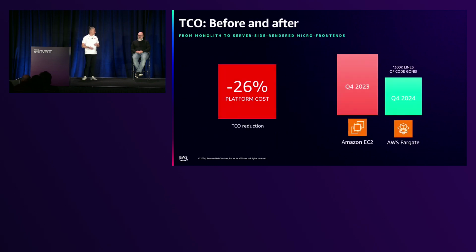Financially, we had a benefit, minus 26% platform cost, just by shifting the workload from Amazon EC2 to AWS Fargate. What does that mean? It means that we are better using AWS resources. It means that we are more sustainable, better for the planet, and better for our pockets as well.